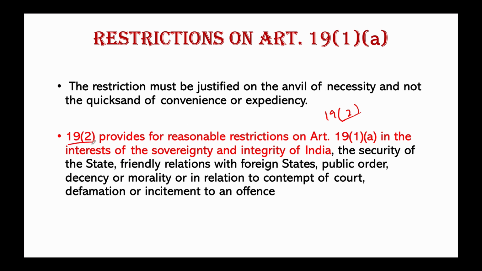So what does 19(2) provide you? Reasonable restrictions are there on Article 19(1)(a) in the interest of sovereignty and the integrity of India, the security of the state, friendly relations with foreign states, public order, decency, morality in relation to contempt of court, defamation or incitement of offense. If any one of these are being hampered, only then you can put reasonable restrictions to the use of internet or anything like that.